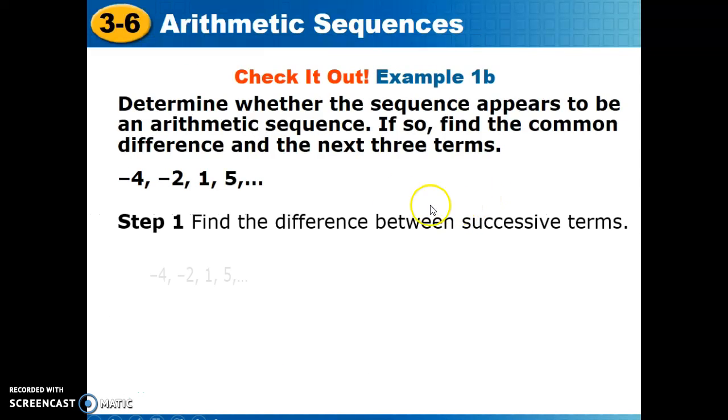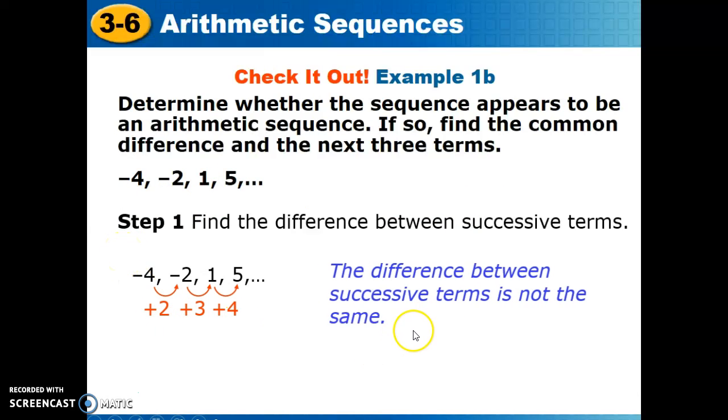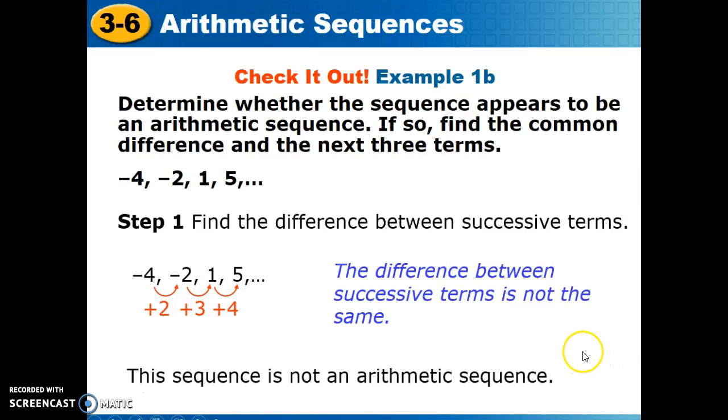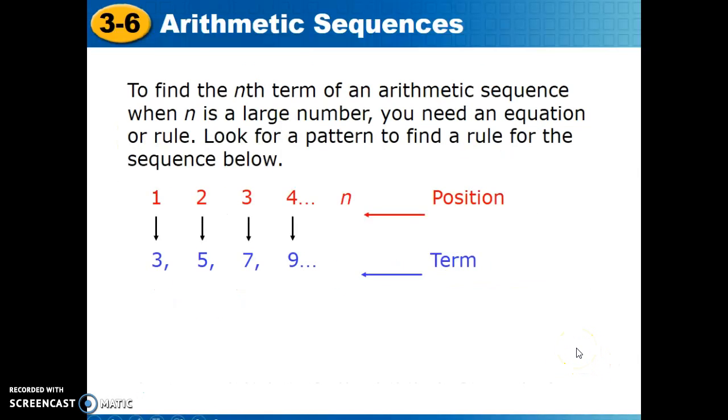Let's look at this one. Does it appear to be arithmetic? Adding 2, 3, and 4? No. There is no common difference. Therefore, it is not arithmetic.